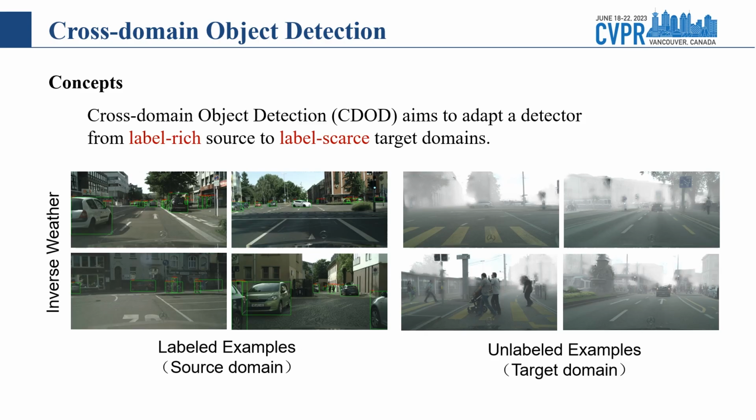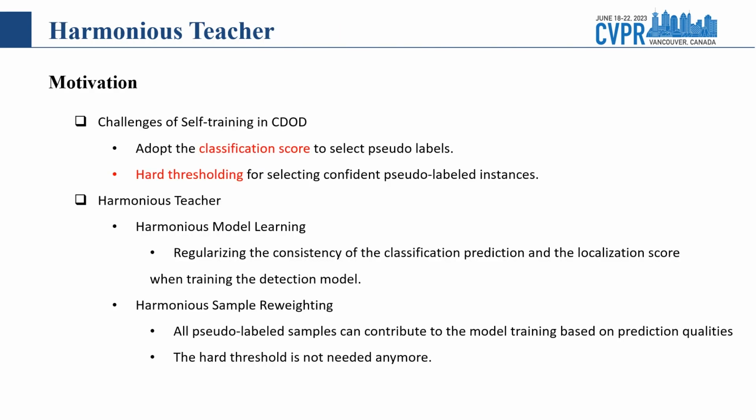This paper addresses cross-domain object detection. We start from analyzing the challenges of self-training in cross-domain object detection. First of all, the existing works adopt the classification score to select pseudo labels, which neglects the inconsistency between the classification and localization. Second, previous works usually leverage a hard threshold for selecting confident pseudo-labeled instances. Unfortunately, it will ignore the valuable hard examples for model training.